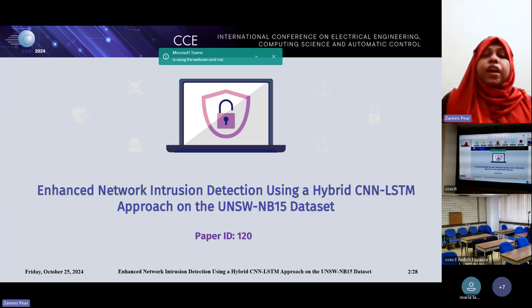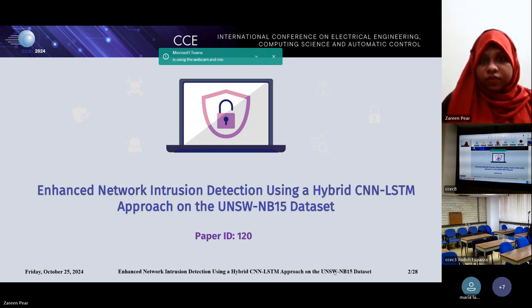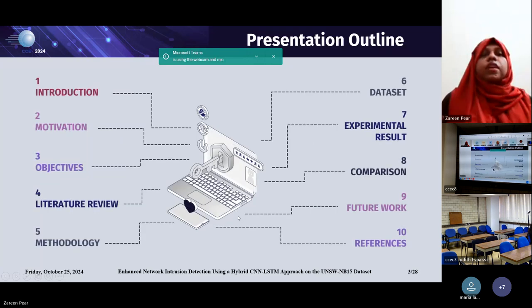In this study, we explored how well intrusion detection systems can perform using a combination of convolutional neural network and long short-term memory model. This slide presents the outline of today's presentation, where I'll introduce my research topic. Also, I'll discuss the motivation, objectives, and the methods I have used. Also, I'll discuss the results and the findings of our study.